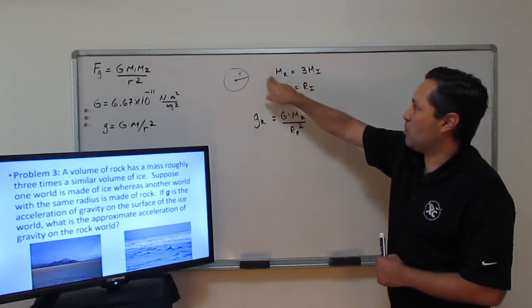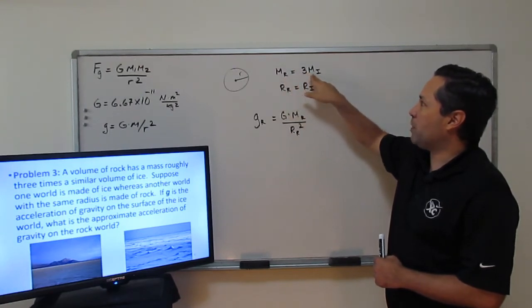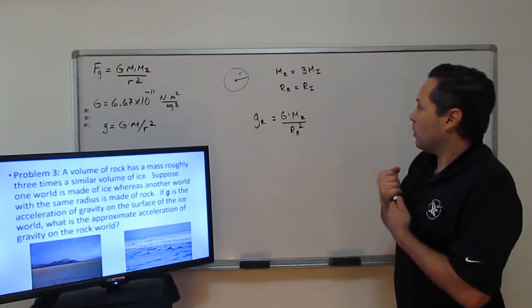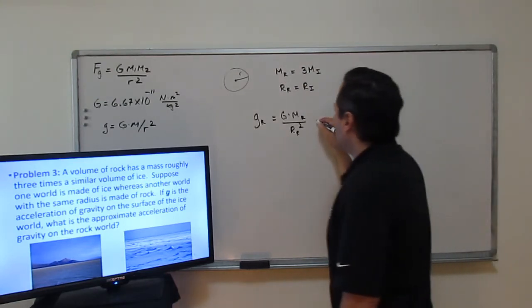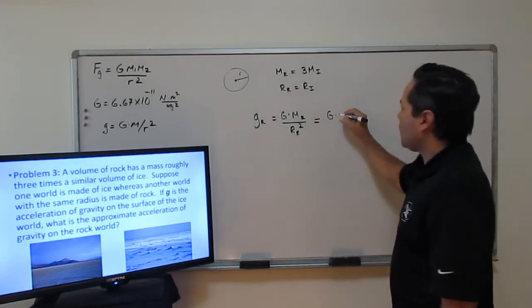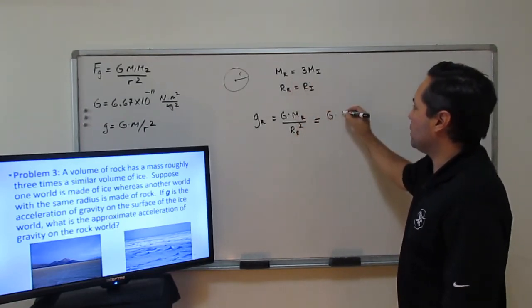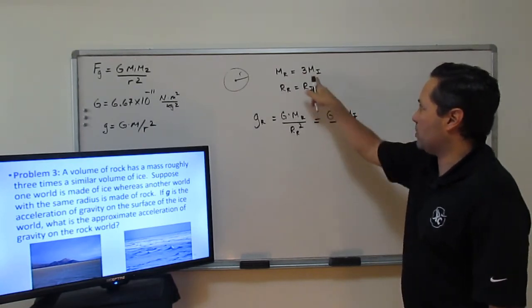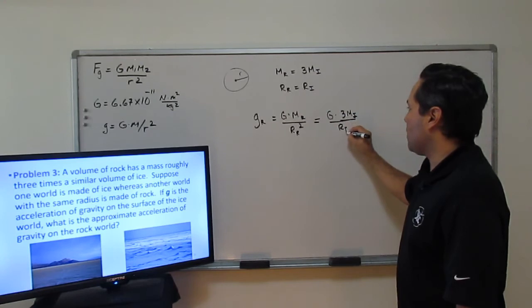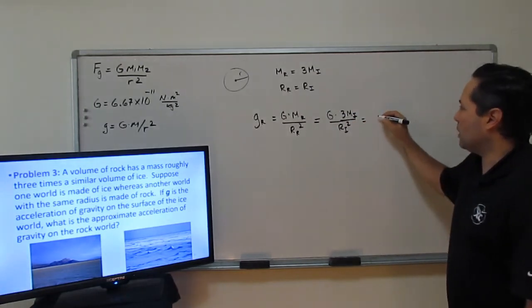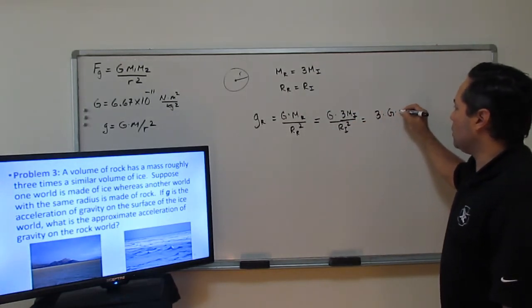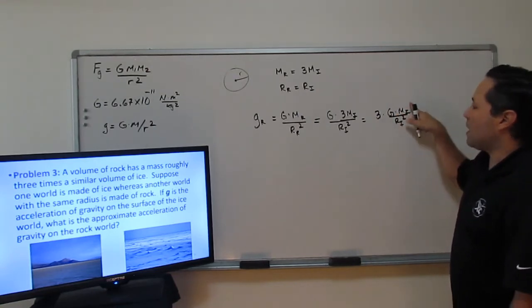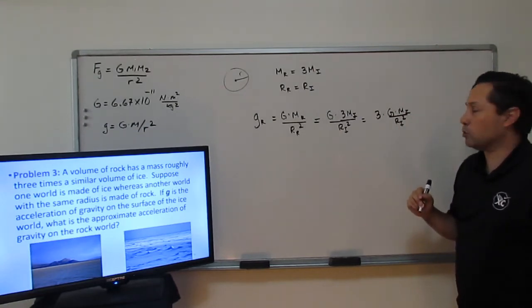So we're going to solve for the acceleration due to gravity for the rock world, which will be the mass of the rock world over the radius squared. Here's the relationship: you will need to multiply the mass of the ice world times 3 so it matches the mass of the rock world, but the radius will remain the same. So G times the mass, we replace it with the mass of the ice world multiplied by 3, and the radius is the same. So we pull out the number 3 times G Mi over Ri squared, which is the mass of the ice world over the radius of the ice world squared.